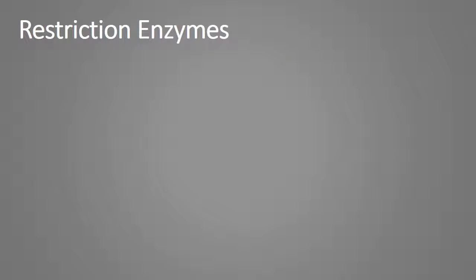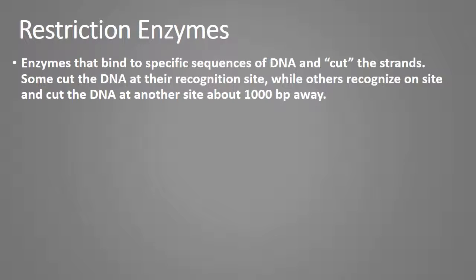Another thing really important to biotechnology are restriction enzymes, and those are the enzymes that bind to specific sequences of DNA and cut it into pieces. They all have a recognition site where they bind to that specific sequence. Sometimes they cut the DNA at that recognition site. Sometimes they bind to one site and cut the DNA at another site about 1,000 base pairs away.